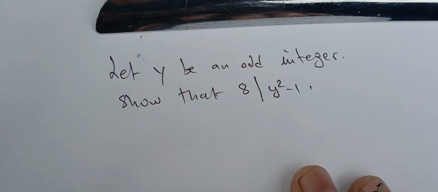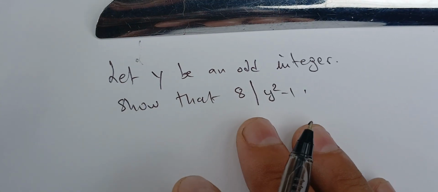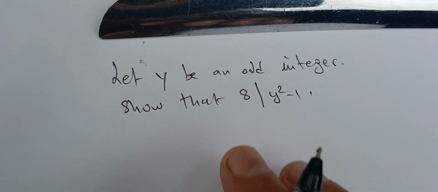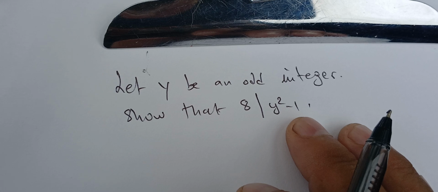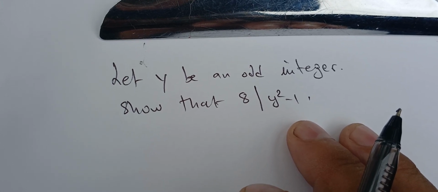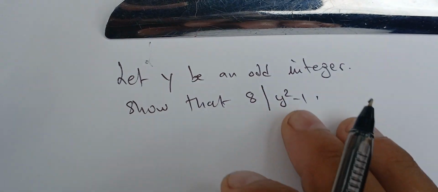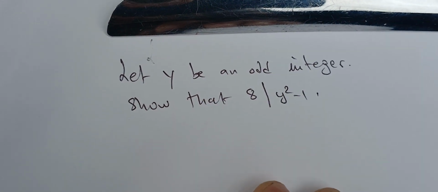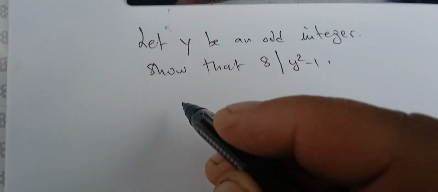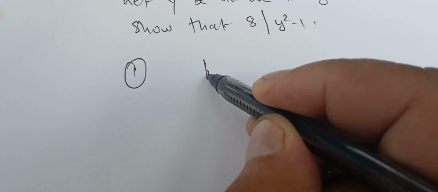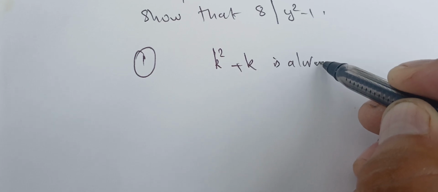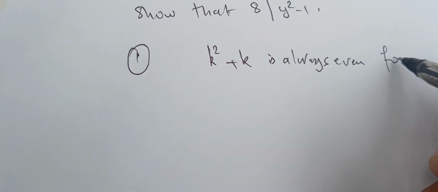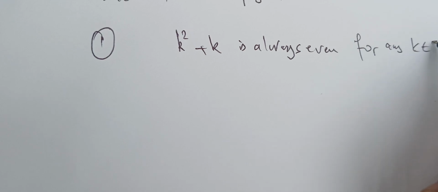In this question, we're going to prove that if y is an odd integer, then 8 divides y squared minus 1. To prove this result, we're going to use some other results before that. The first thing that we will have to use later is that k squared plus k is always even for any k in Z.